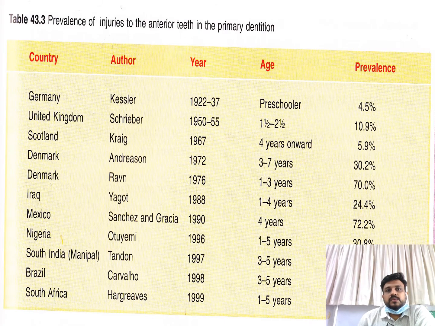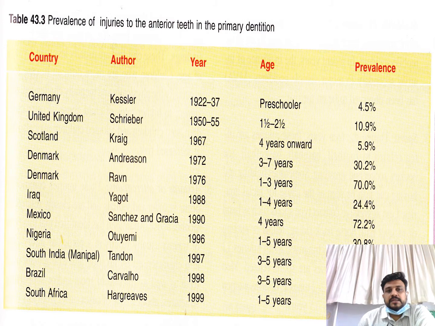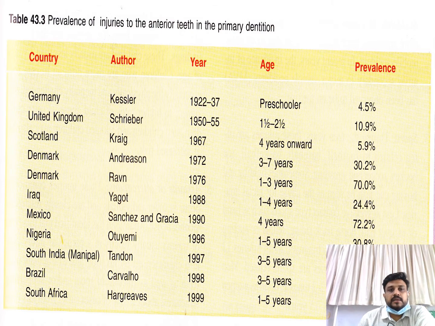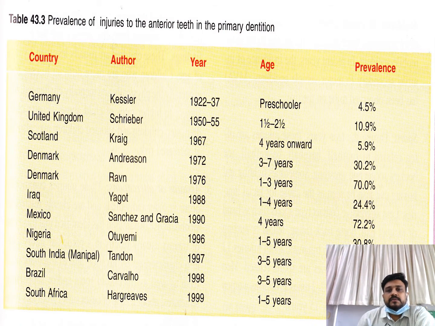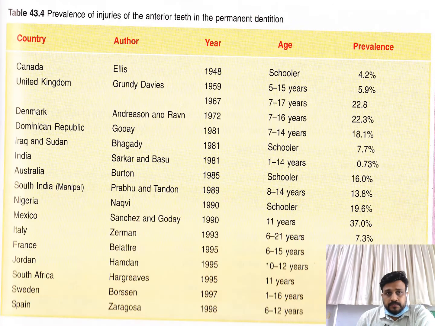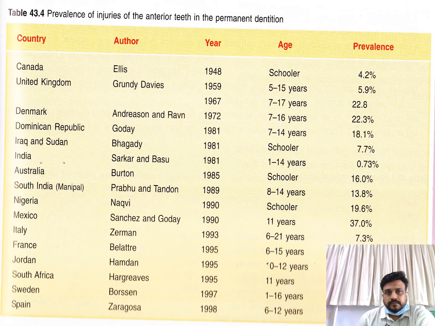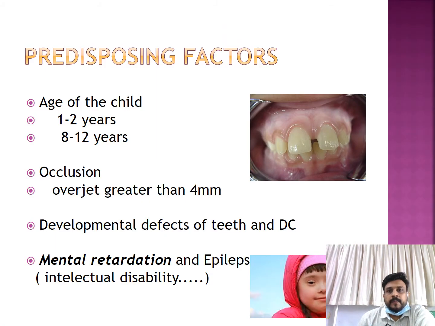There are a lot of authors doing research. From India, Shobha Tandon found that 3 to 5 year old children are more prone to injury. Then in India, Sarkar and Basu in 1981, an old study, found that from 1 to 14 years there is a prevalence of 0.73%.